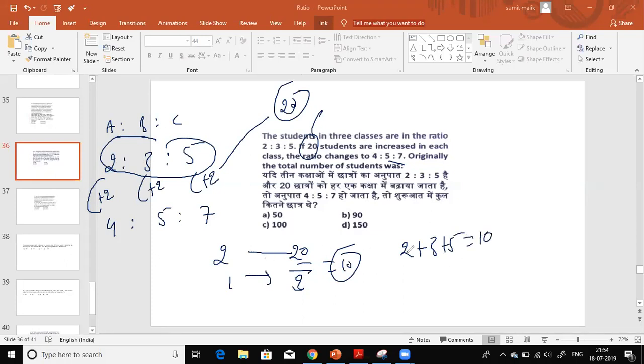So if one part is equal to 10, then 10 parts will be 100. That will be your answer. Very simple.